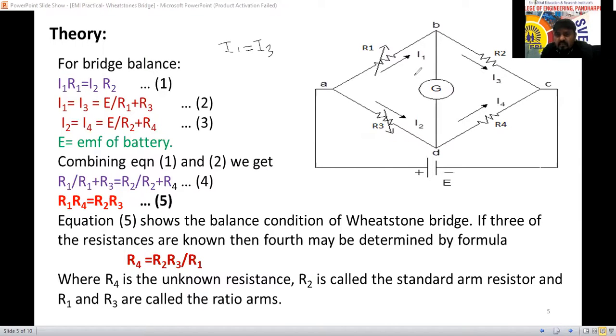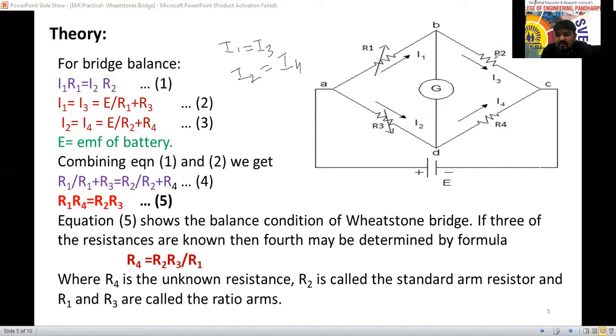Yes or no? Same current is flowing here. So I1 equal to I3 we can write. Next, at this condition, I2 equal to I4 I can write here. Yes, sir. I2 equal to I4 we can write here.